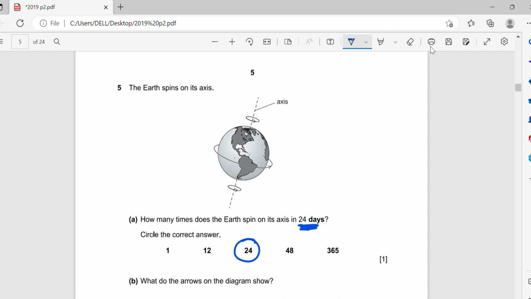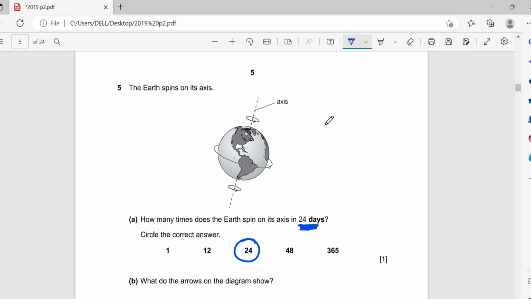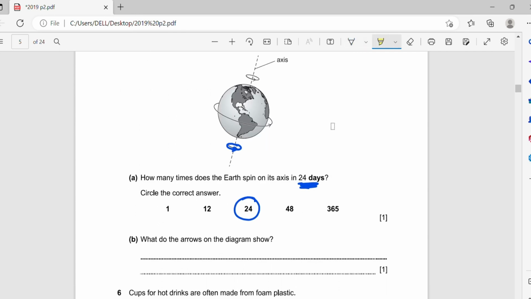Okay, next question. What do the arrows on the diagram show? What do the arrows here show? This is actually what? The direction of what? This is the direction of the Earth's spinning on its axis. So these arrows show the direction of the Earth spinning on its axis.